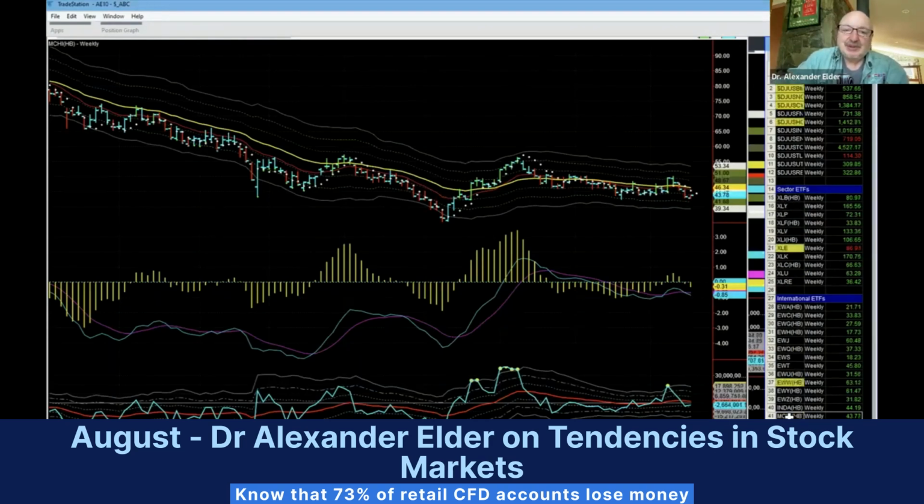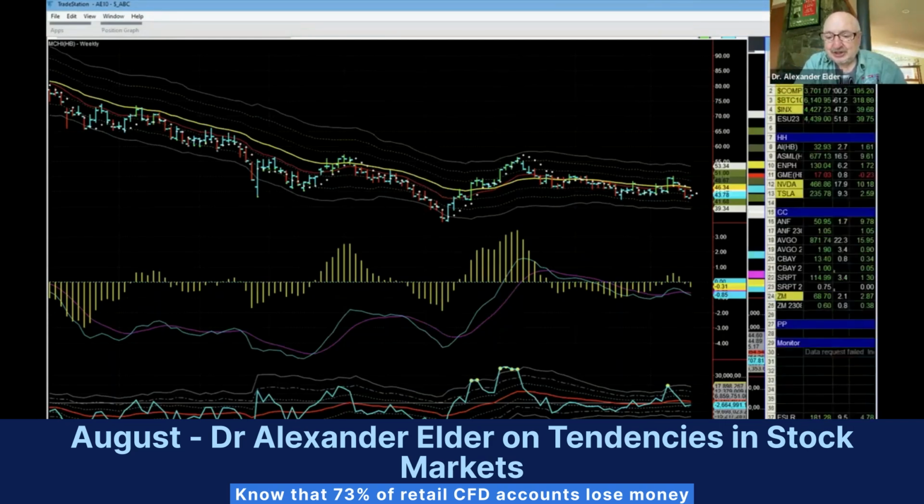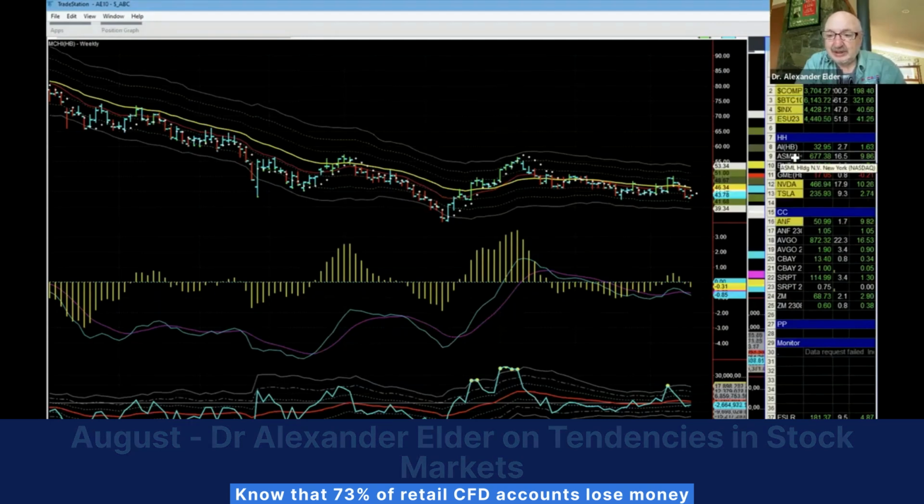But I find that the impulse system keeps me out of a lot of trouble. It forces me to sit on my hands and not act, not to guess, not to jump in too early. So the impulse system on the weekly charts of 14 world's key markets are almost all red, with just two blues, as I said, and one green.